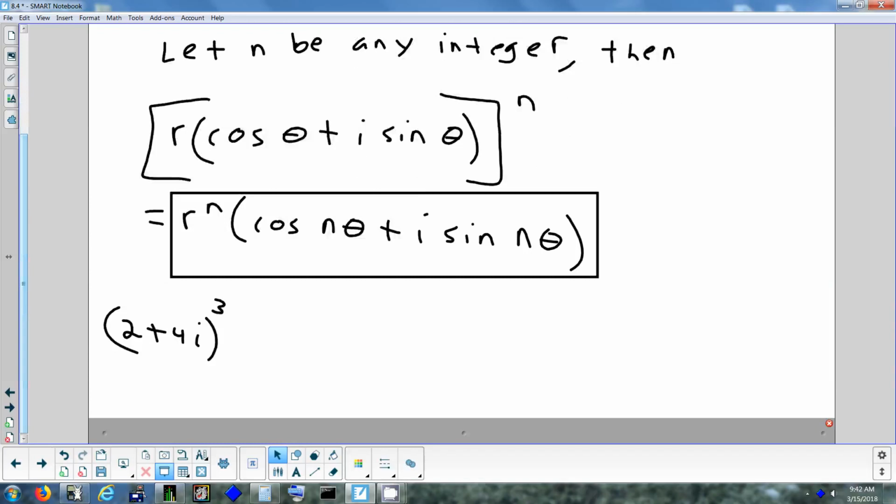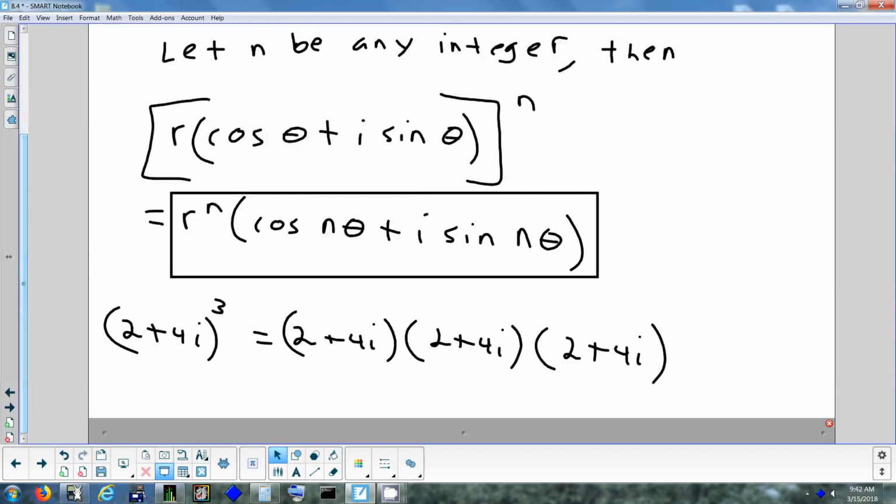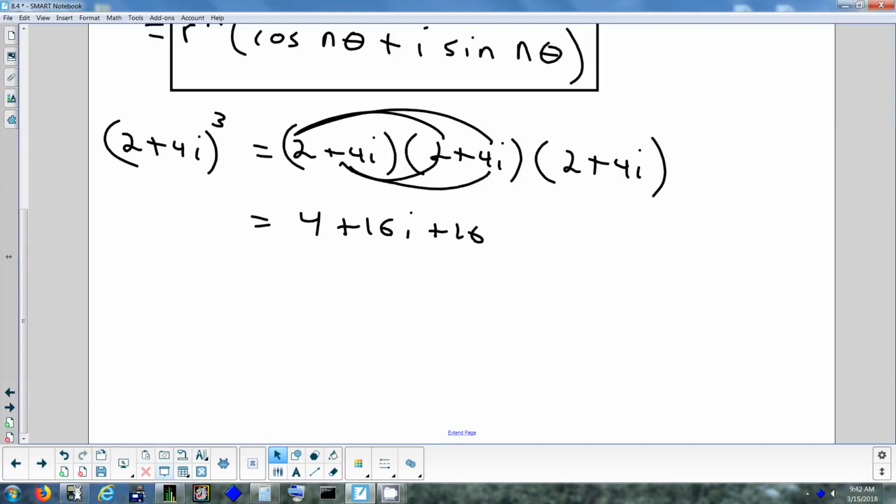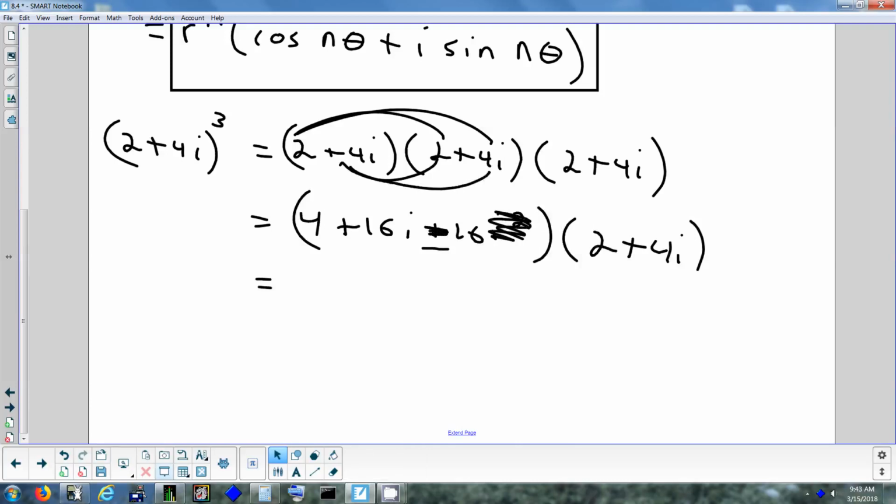Okay, the old way. I would have to write it out. 2 plus 4i, 2 plus 4i, 2 plus 4i, and now I need to FOIL everything twice. So I get 4, 8i, 8i, I get 16i squared. I haven't even done anything with the last one yet. Okay, I'm still working on the first one. So now I have minus 16. So 4 minus 16 gives me a negative 12 plus 16i.